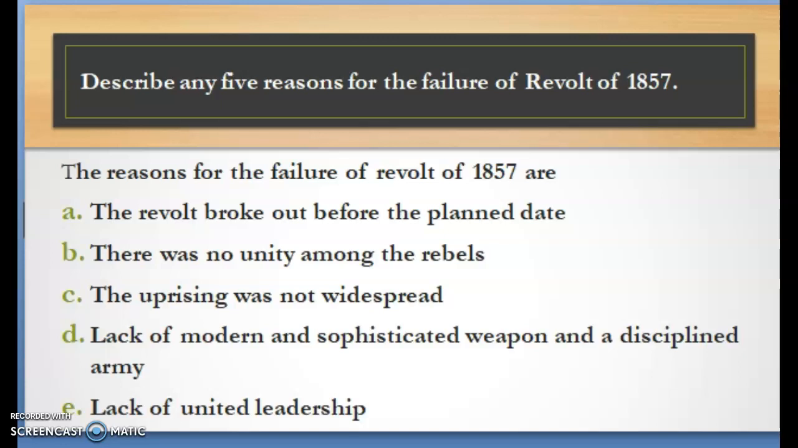If there had been a single leader who could unite them under a single ideology and fill them with the feeling of nationalism, then it would have been very easy for the Indians to throw the Britishers out of the country. And what we study as the first war of independence could have been our war of independence of 1857.